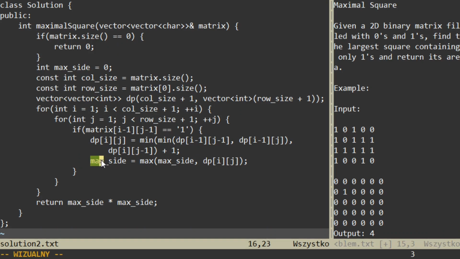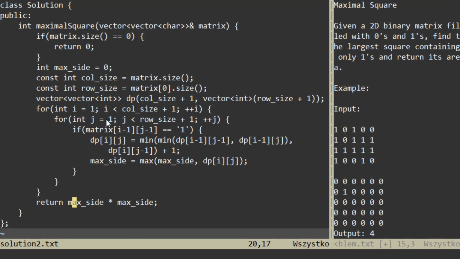And then we check if we have found the max square. If we have found the max square, we remember it, that's all. In the end, we remember only the side, yes? And in the end, we square this side, and then we have the area. So, okay, maybe we can go further.